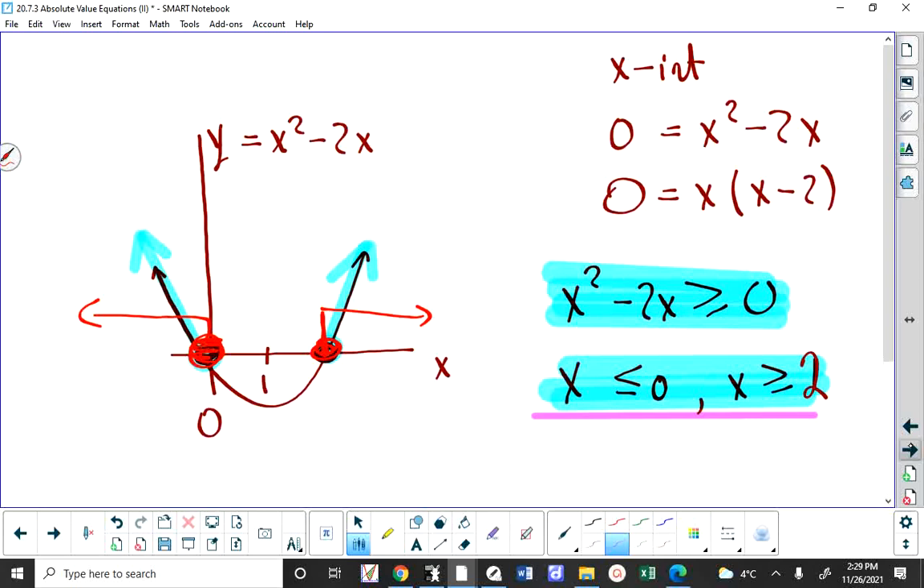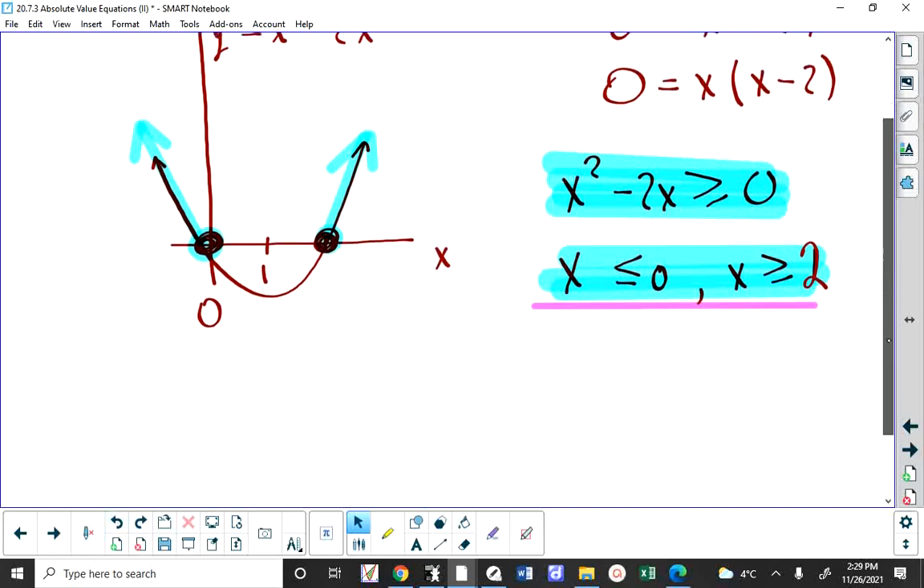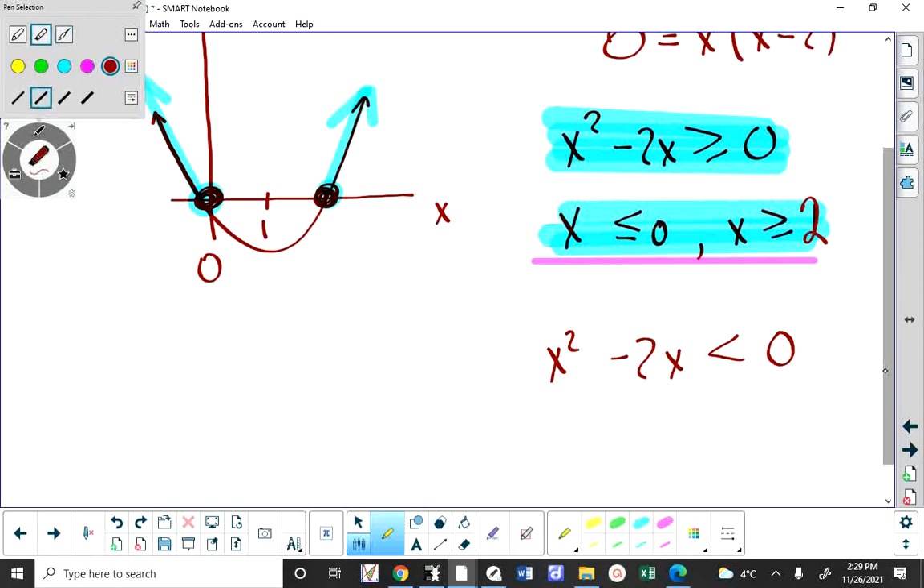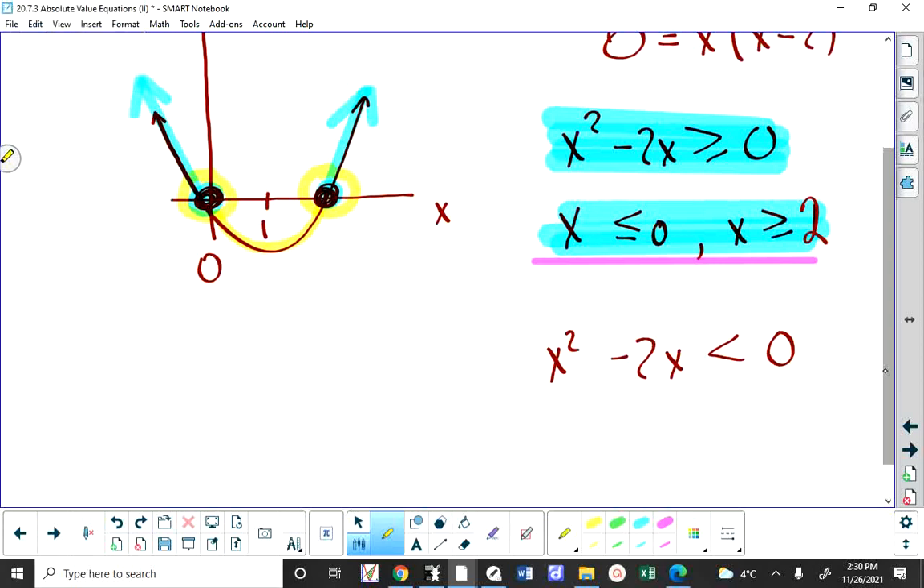Okay. Where is the argument negative? The argument is that graph. Where is the argument x squared minus 2x negative, less than 0? Well, it would be less than 0 not in either of these places, but every imaginable point in between. Looks like a scary face. Every point in between. So that would mean we could put 0 is less than x, which is less than 2.